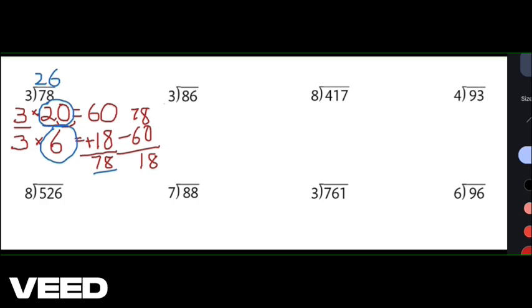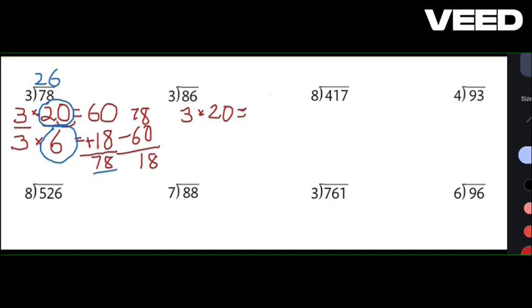This time we want to see how many times 3 can fit into 86. And I would say, let's start by doing 3 times 20 again, since we did it in the previous problem. Student 4, can you remind us what 3 times 20 is? Thank you, student 4. 3 times 20 is still 60.